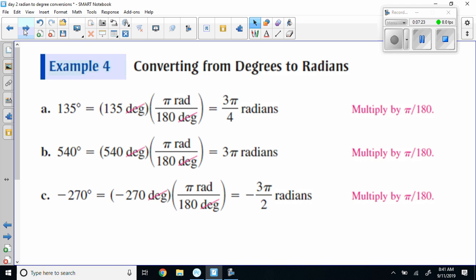You need to understand who you're talking about, right? The details matter. So how did you do? Did you get 3 pi radians? Did you get negative 3 pi over 2? Yes? Any questions on that? Do you see how they're marking out degree, degree? Those have to cancel. So if you set it up that way, you've got the conversion, 180 over pi, and then just make it go, right? Questions? Anybody?